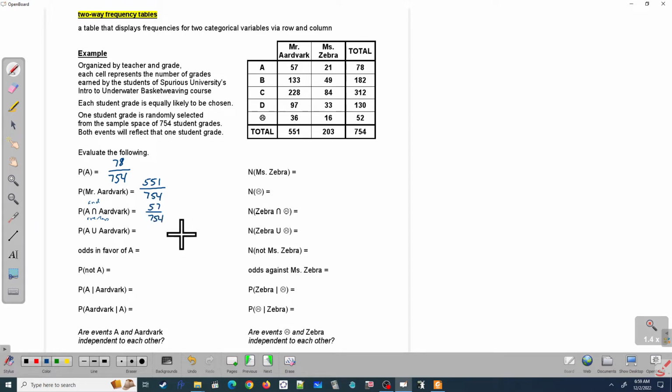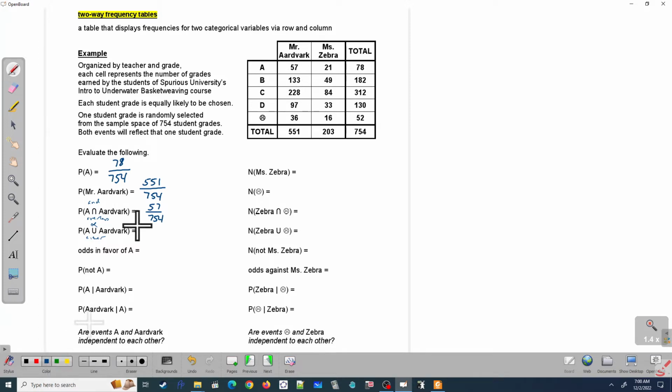So if I'm going to figure out what the probability is for A or Mr. Aardvark, and then again, this is an OR situation, which means that it could be either one. I can't double count 57. See, when I did this 78, I got the 57. When I did the Mr. Aardvark and got the 551, I included the 57.